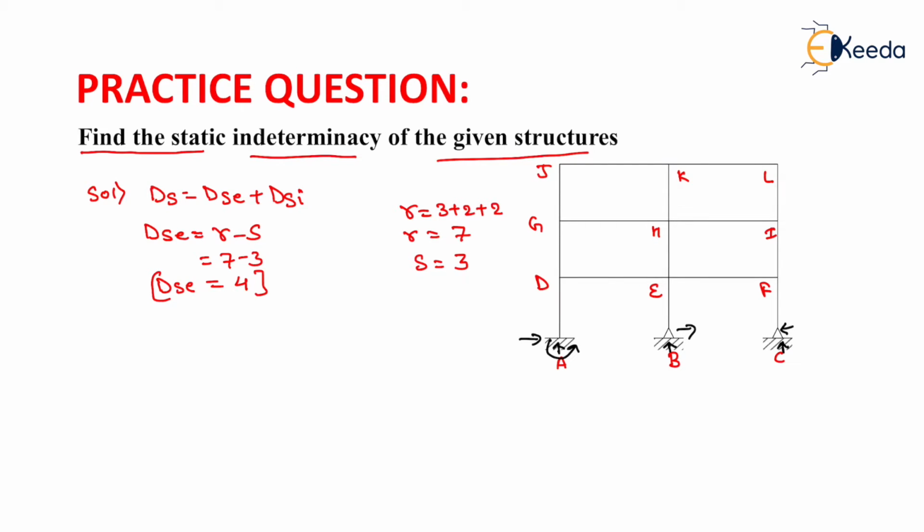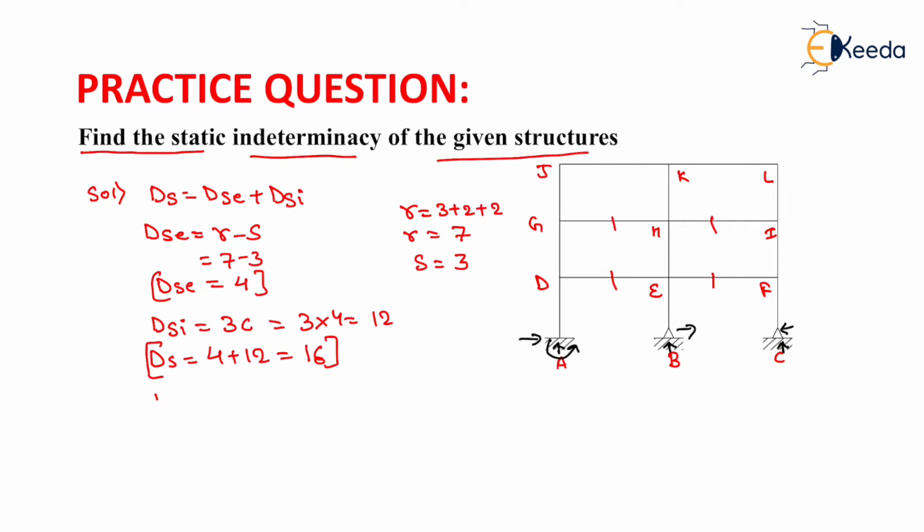Now, if we want to calculate the internal static indeterminacy, then its formula is 3C, where C is the number of cuts required to open the loop. Here, to open the loop, 4 cuts will be required. So, the value of C will be equal to 4. So, the internal static indeterminacy will be equal to 3 times 4, that is 12. Now, the total static indeterminacy is the sum of external static indeterminacy plus internal static indeterminacy, and its value will be equal to 16. That will be the total static indeterminacy of this frame.